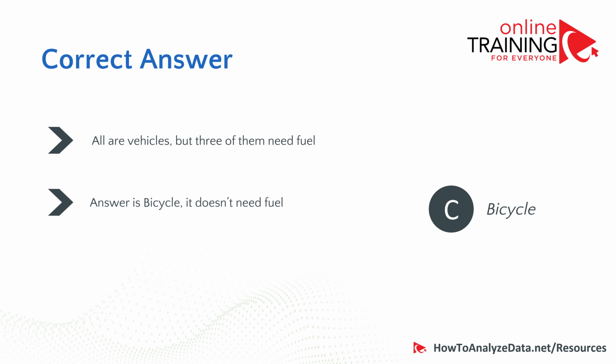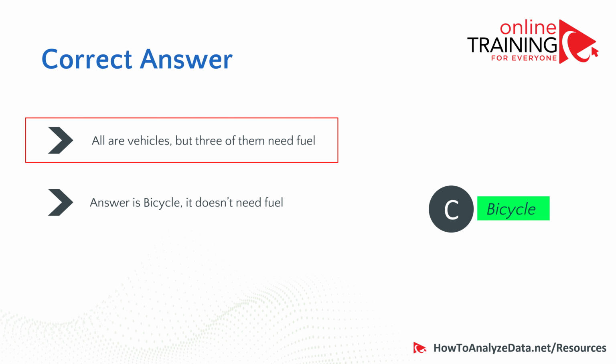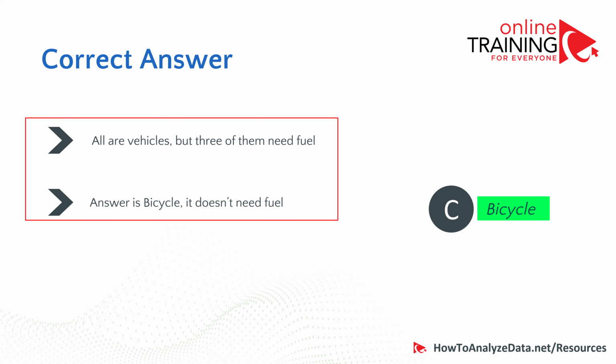And as you might have figured out, the correct answer is C, which is bicycle, because all of these four choices are vehicles, but three of them need fuel. So the answer is the bicycle, which doesn't need fuel, which is not like all of the others. Hopefully you got this one right.